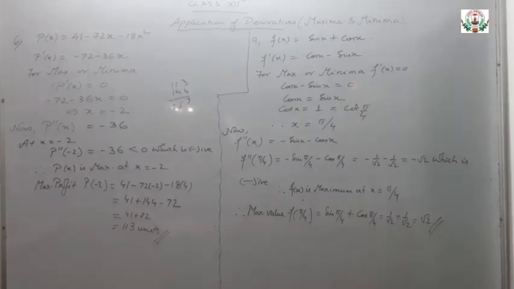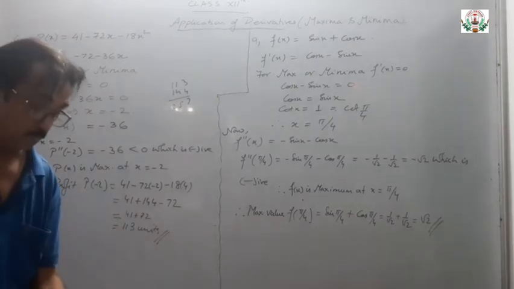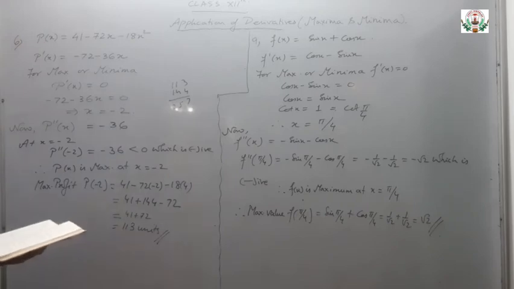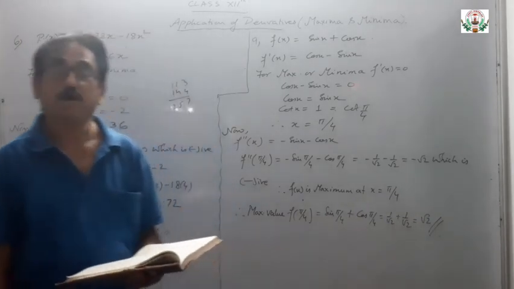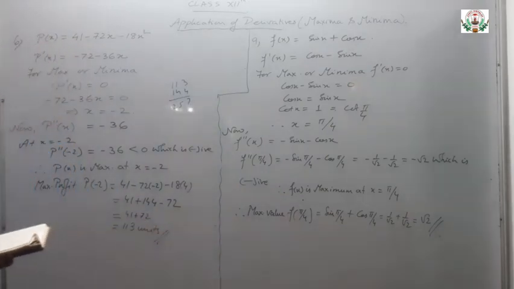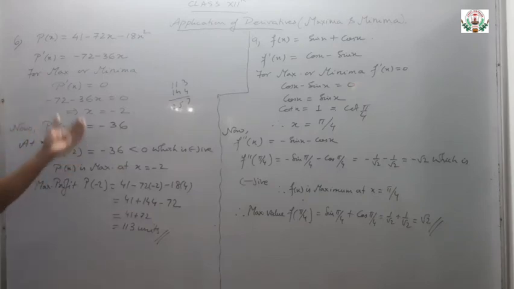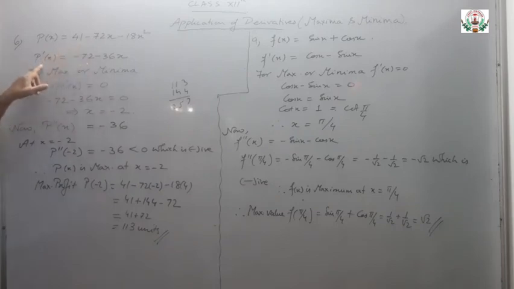Let's move on to question number 6. Find the maximum profit that a company can make if the profit function is given by p of x equals 41 minus 72x minus 18x square. The same type, same procedure, p of x given, first derivative p dash x is 72 minus 36x.